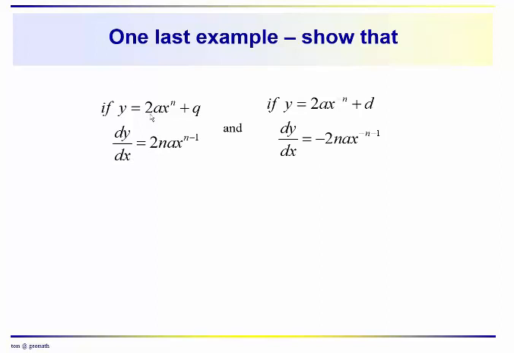So our dy/dx, this derivative of q goes to 0. We have 2ax to the n, so we bring down the exponent, 2nax, reduce the exponent by 1, so we have 2nax to the n minus 1. Over here I've got a negative exponent, minus n, so I bring the minus n down. I have minus 2nax to the minus n minus 1. And again, the derivative of the constant, we don't bother even writing it out now, is 0. We have those two examples.